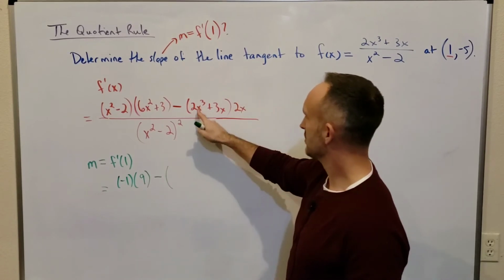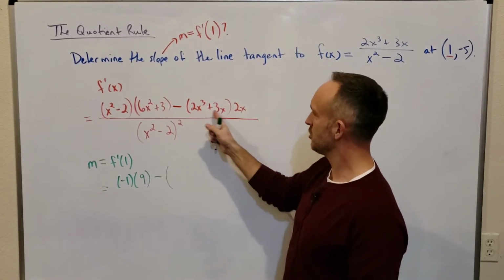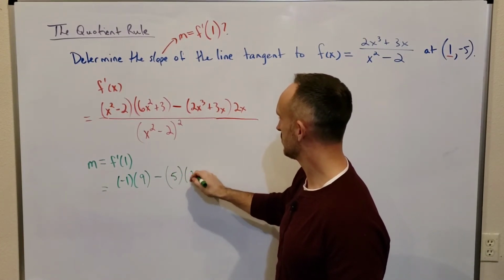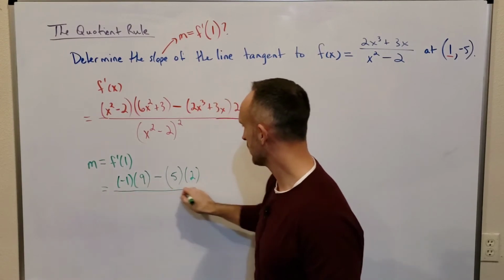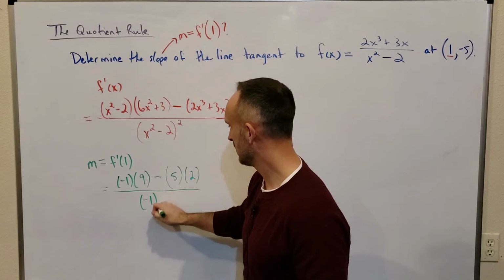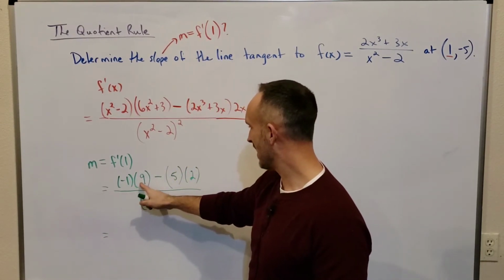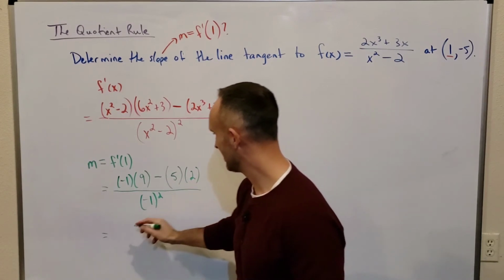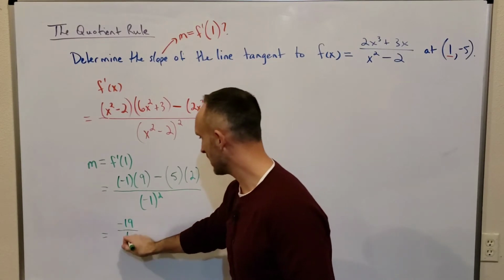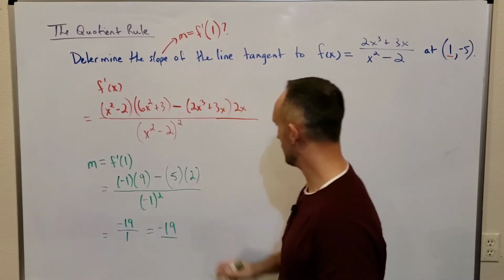Minus 2 plus 3. 1 is easy to plug in, right? That's why this is so easy. 2 plus 3 is 5, times 2. So that's what I get on top, over 1 minus 2, which is negative 1, and then squared. All right, so we have negative 9 minus 10, so that's negative 19. Negative 1 squared is positive 1, so we get negative 19 for m.